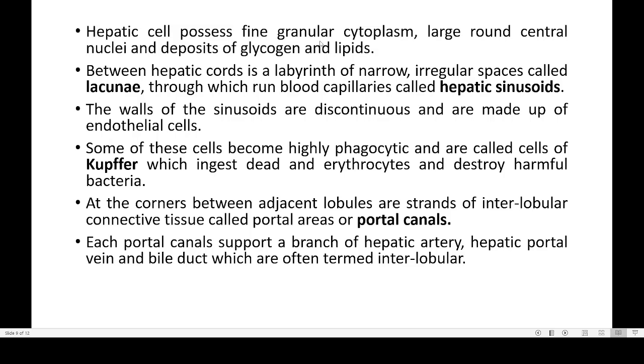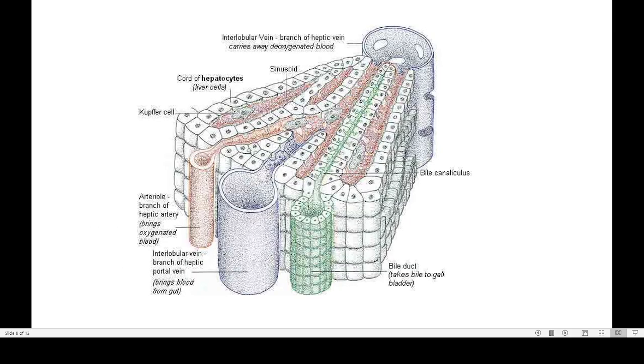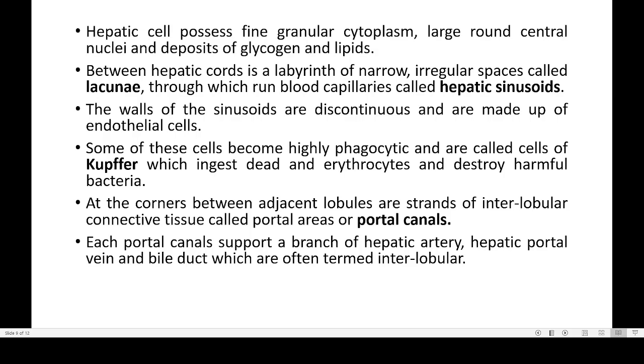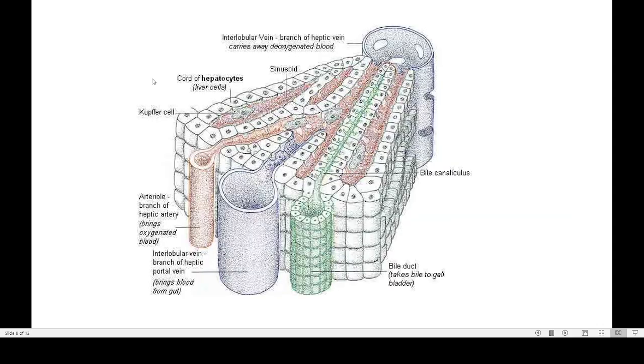Hepatic cells possess fine granular cytoplasm, large round central nuclei, and deposits of glycogen and lipid. So these are the substances that we can find present inside this structure. Then between the hepatic cords is a labyrinth of narrow irregular spaces called lacunae. See here you can find that. So this space is known by the name lacunae.